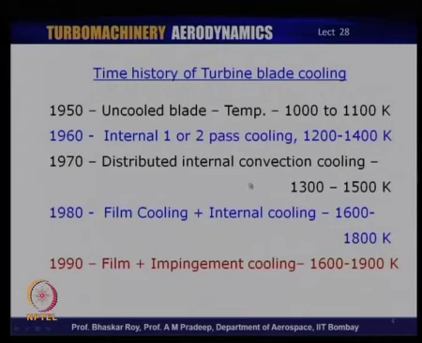And then came of course, the film cooling towards the end of the 70s, which existed along with the internal convection cooling. So, film cooling plus internal convection cooling pushed the turbine inlet temperature to higher than 1600 K. And then of course, the impingement cooling matured, the idea of which has been around for a long time, and has pushed the temperatures now to close to 2000 K. Thereabouts, the whole thing has kind of stagnated a little, because transpiration cooling has not quite matured. As an idea, it has been around for nearly 50 years.